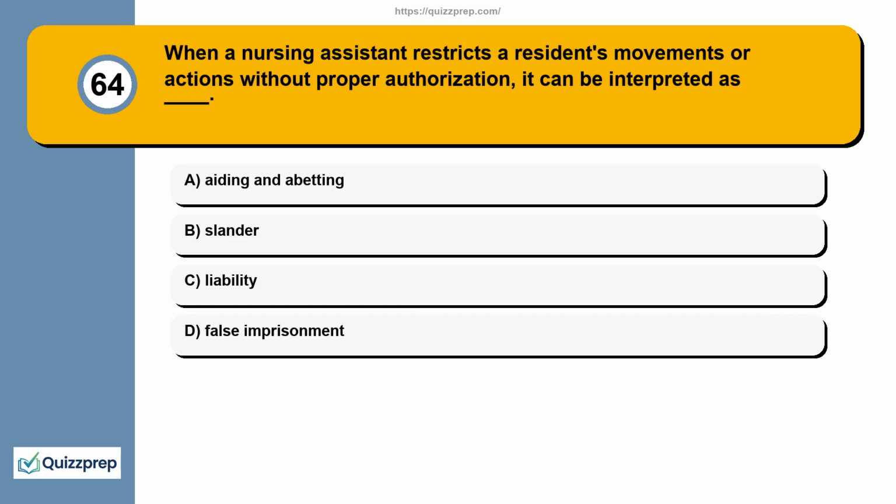Question 64. When a nursing assistant restricts a resident's movements or actions without proper authorization, it can be interpreted as aiding and abetting, slander, liability, false imprisonment.